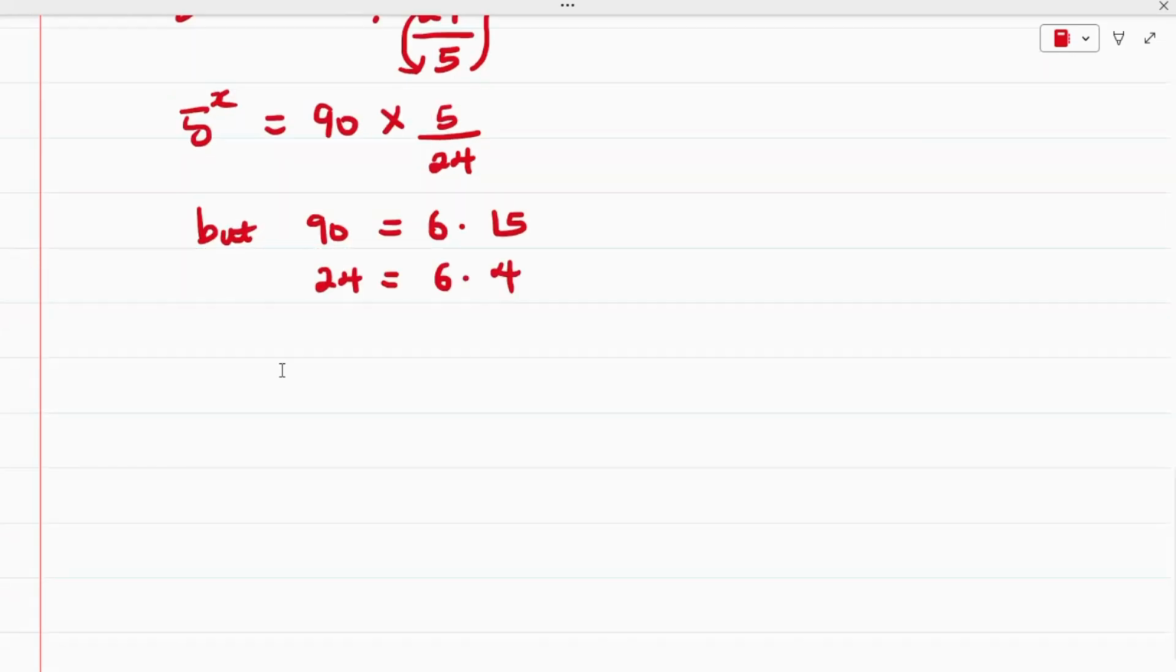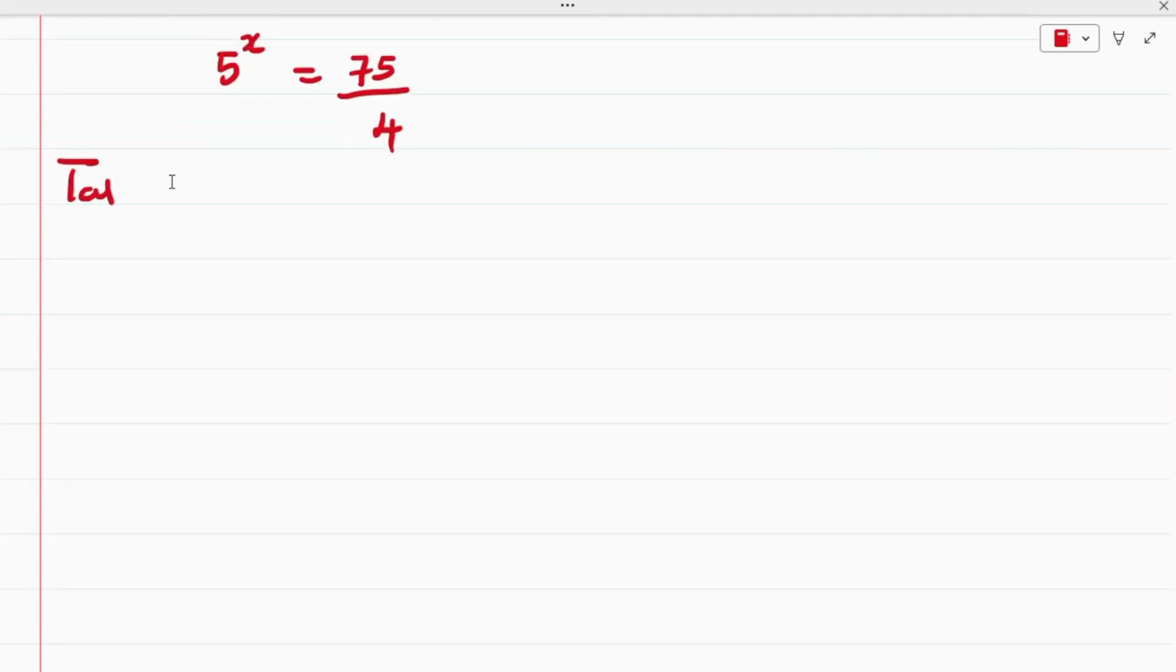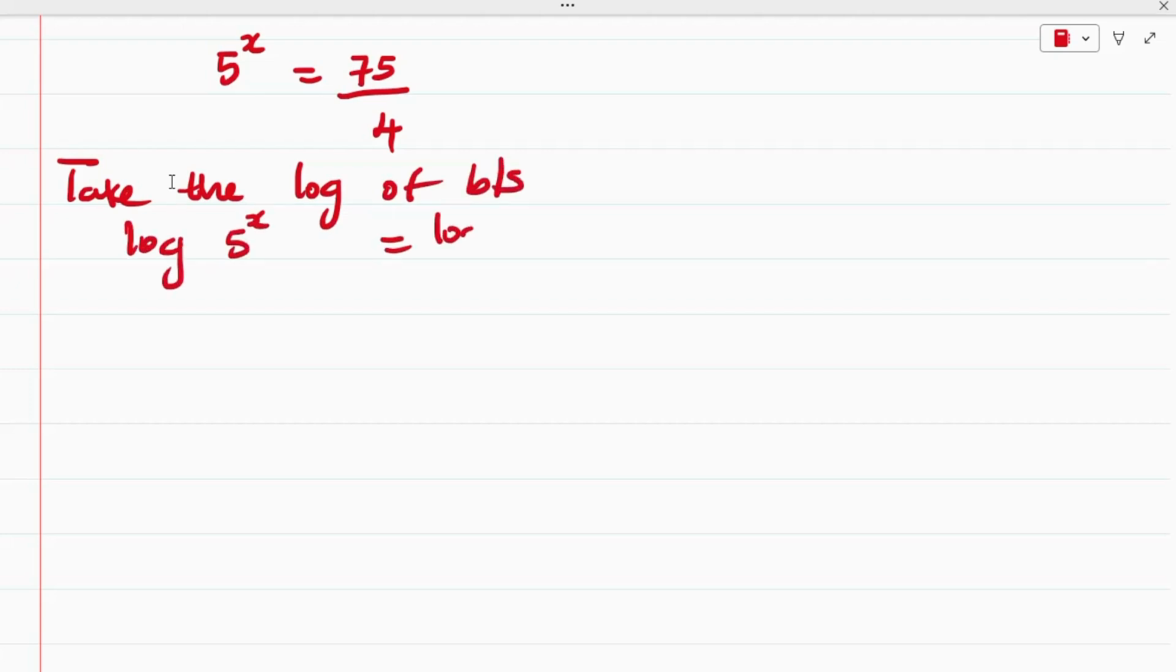4. So we have 5 raised to the power of x is equal to 6 multiplied by 15 times 5 divided by 6 multiplied by 4. So since we cancel out 6, we have 5 raised to the power of x is equal to 15 times 5, which is going to give us 75, divided by 4. So from here the next thing we want to do is to simply take the logarithm of both sides. So we have log of 5 raised to the power of x is equal to log of 75 divided by 4.